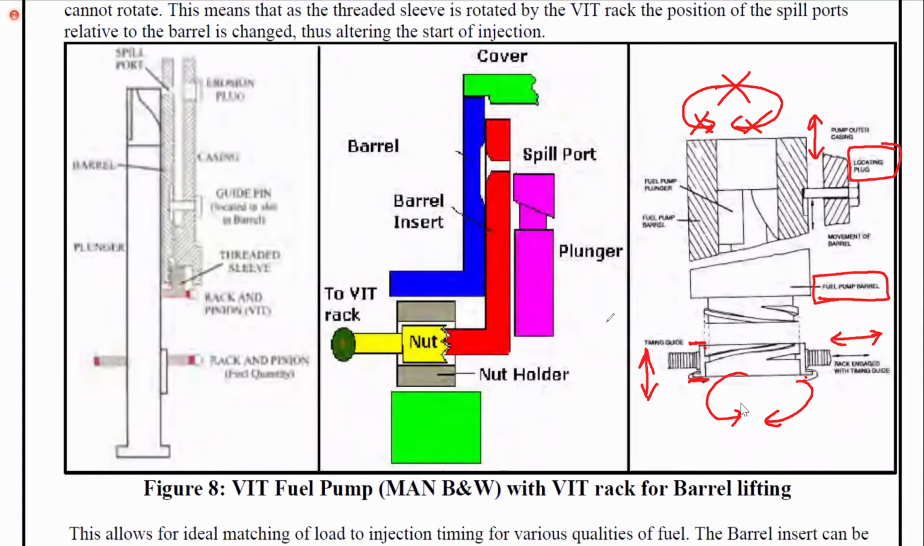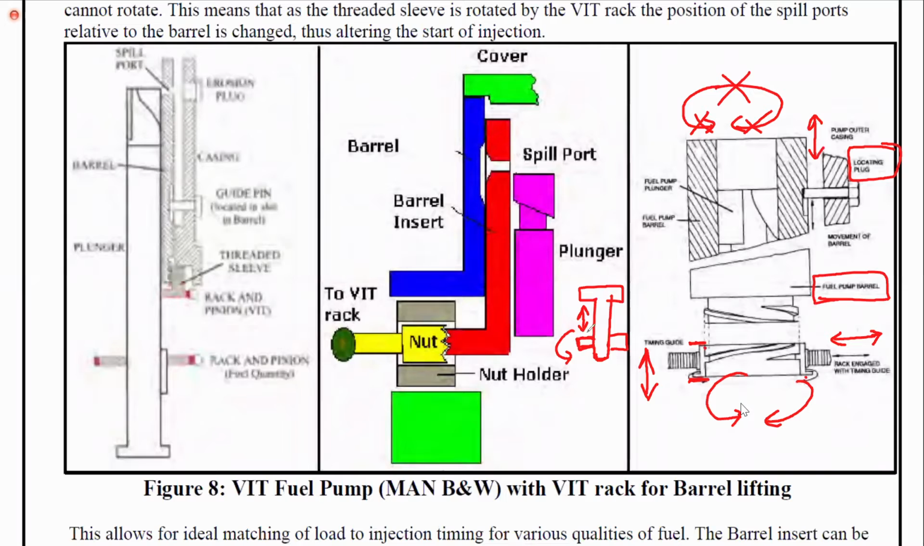You have a nut, you have a bolt, and you have a nut mounted on the bolt. I am turning the nut. I can rotate the nut, but I don't allow the nut to move up and down axially. How do I prevent it? I provide some kind of barrier.